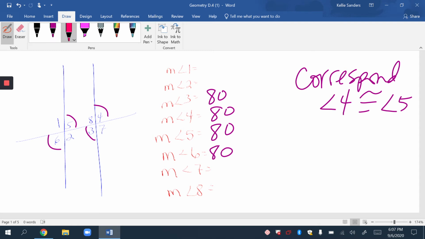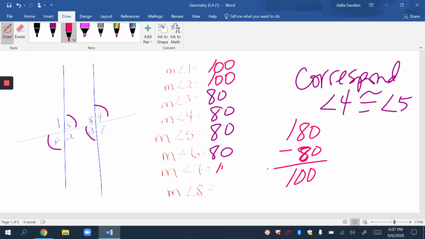So how much are all the other ones going to be? How do we figure it out? We take 180 minus the 80 that we already know, which is 100. So angle 1 is 100, angle 2 is 100, angle 7 is 100, and angle 8 is 100 because they are supplementary. They are supplementary, and what is supplementary to 80? 100. So all of the rest of them are 100.